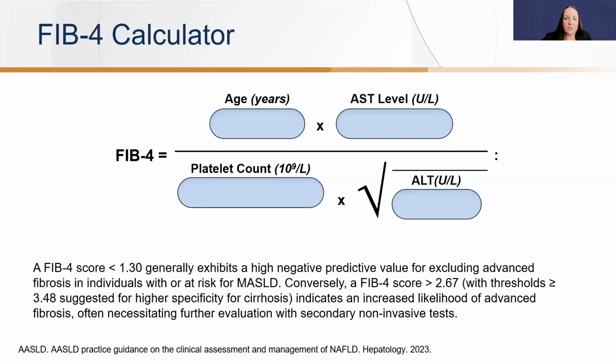And then, of course, if you have a high FIB-4 score greater than 2.67, this indicates an increased likelihood of advanced fibrosis. And if you do have a high FIB-4 score, you should order some other testing to help predict hepatic fibrosis.